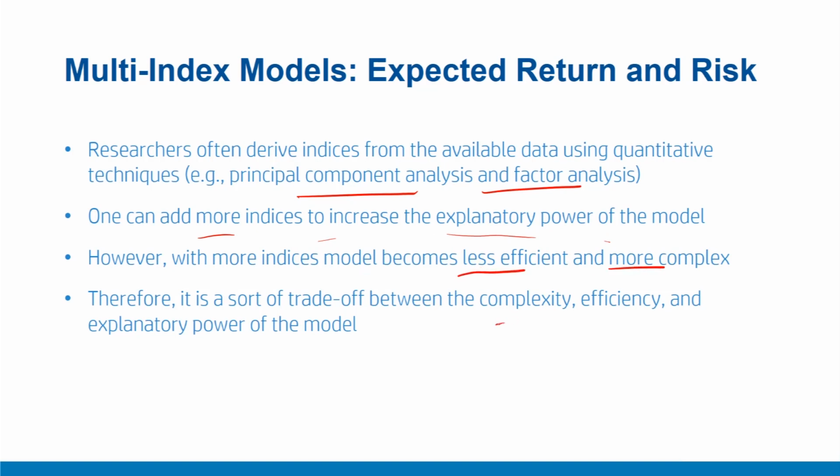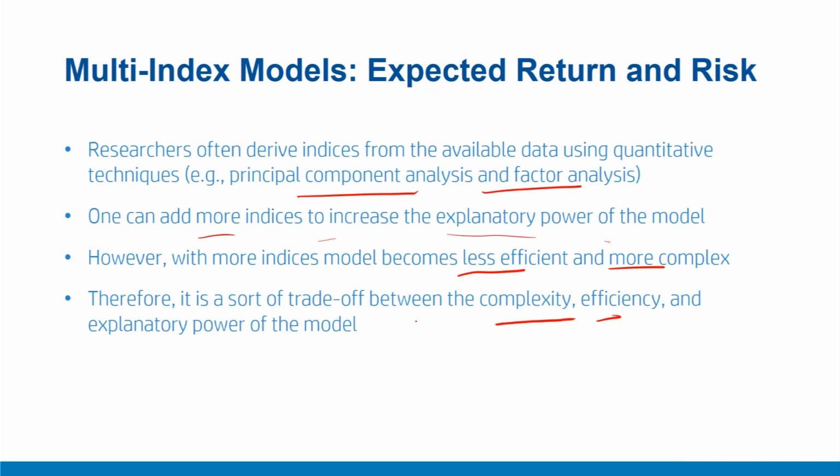So it's a trade-off between complexity, efficiency, and explanatory power of the model. To summarize, in this video, we discussed three important properties of the multi-index model, including expected return, variance of return, and covariance between securities I and J. Lastly, we also discussed that in a multi-index model, addition of new indices can be done purely on a mathematical basis.